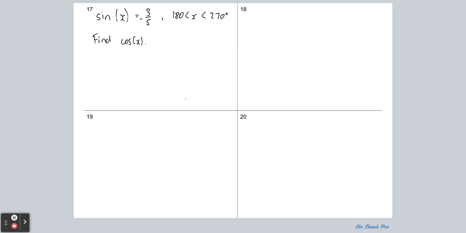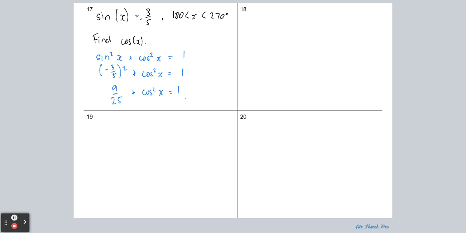It's the same idea. We start off with sine squared x plus cos squared x is equal to 1. We substitute the value that we're given, which is sine x is negative 3/5. So that becomes negative 3/5 squared. Note the negative is inside the brackets there. And then when I square it, the negative will disappear. So I've got 3 squared is 9 and 5 squared is 25.